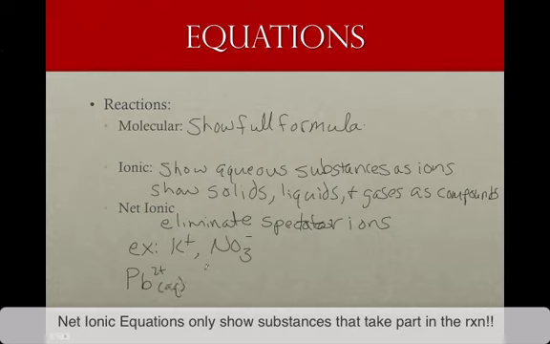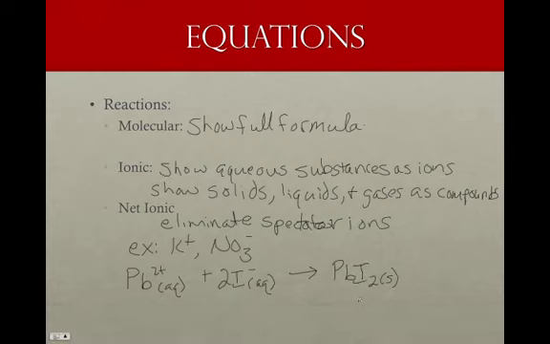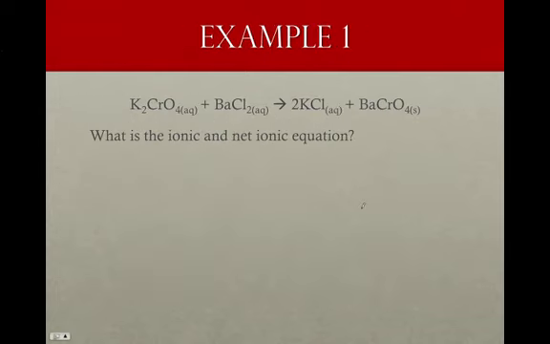so we still got to write that, plus the 2I-, it's still aqueous, forming the PbI2 solid, the yellow solid that we saw. So now we're going to take this and we're going to take it one step further and actually practice this. So what is the ionic and net ionic equation for this reaction?